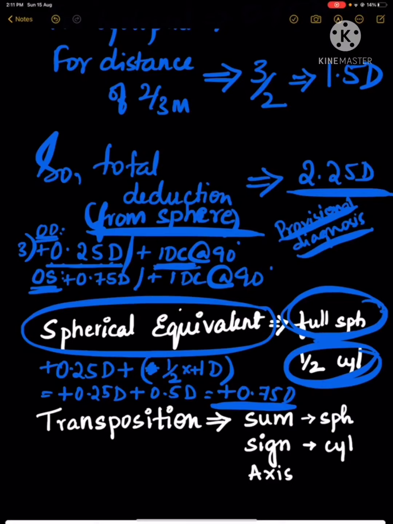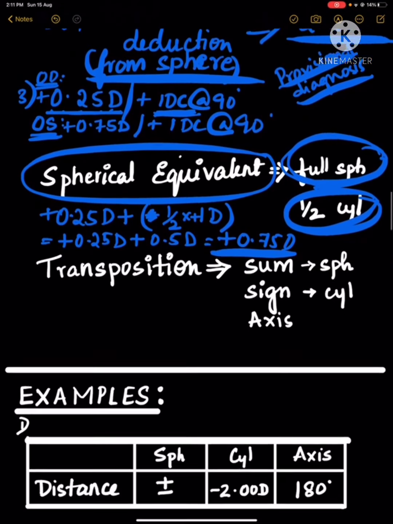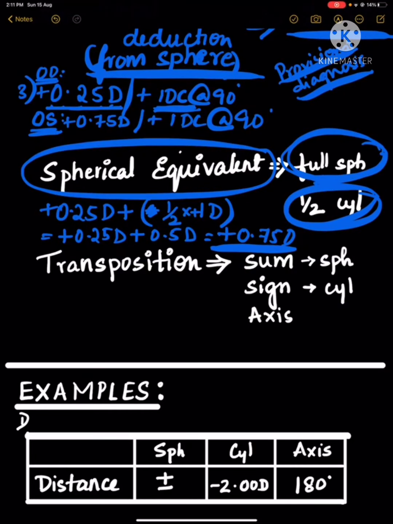There is a section in Elkington that can make you understand that in probably 5 minutes. It's very, very simple. There's hardly anything. Sum sign axis. Okay, I'll use the same example. Let me just write the same thing down here. 0.25 D plus 1 DC at 90 degree.